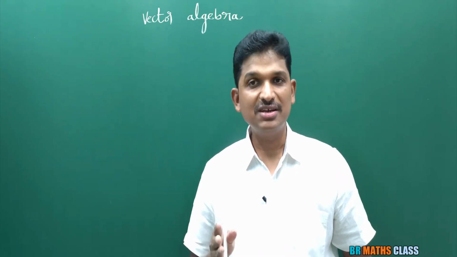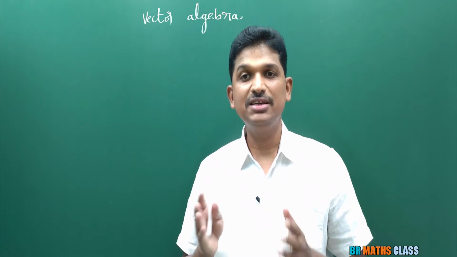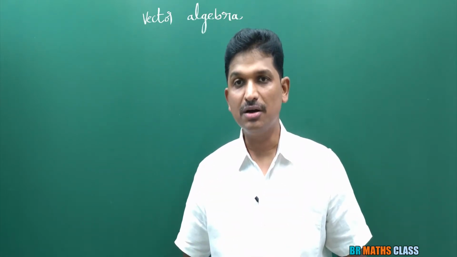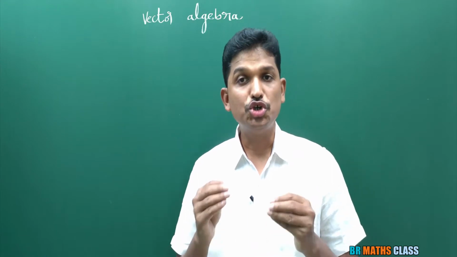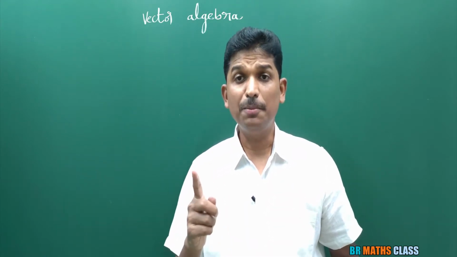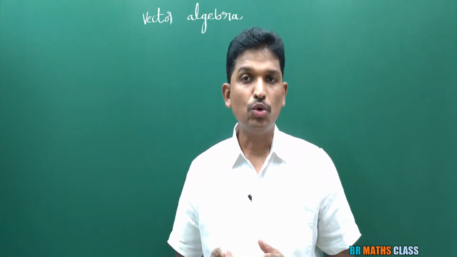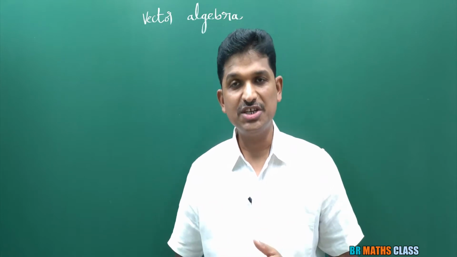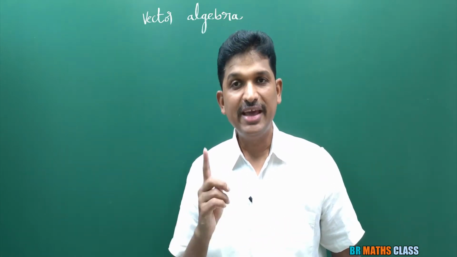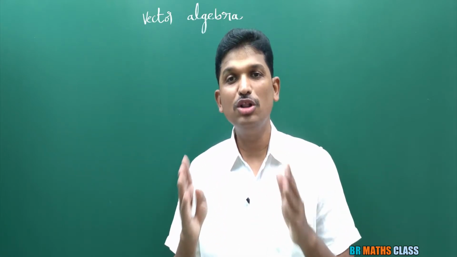This is the first class on vector algebra. Is the vector algebra chapter easy or difficult? If you understand the theory part of vector algebra, if you understand the geometrical meaning of all the definitions, then this chapter is very easy, dead easy. If you do not know the geometrical meaning of all the definitions, the problematic part you can do very easily. But you can enjoy this chapter only when you know the geometrical meaning of all the definitions.